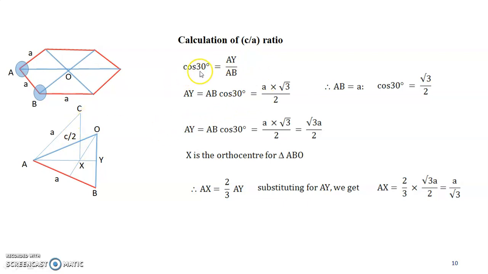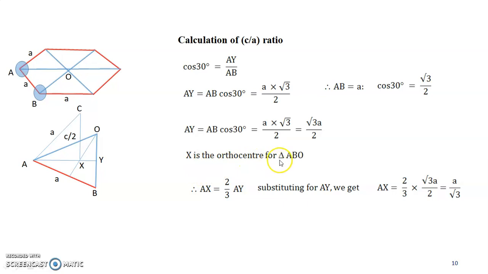We know cos 30 degree equals AY by AB. This is AY, this is AB. So AY equals AB cos 30 degree. We know the value of AB is a. We know the value of cos 30 degree is root 3 by 2. Substituting, we finally get AY equals root 3 by 2 a.